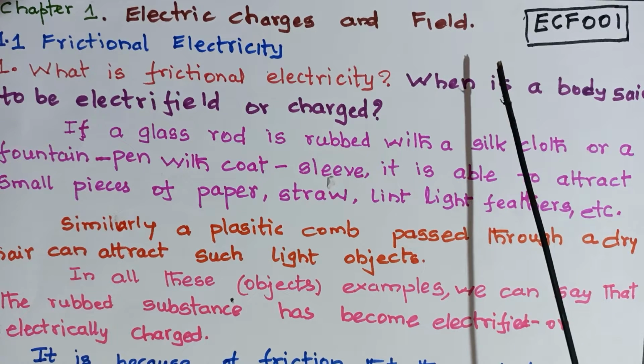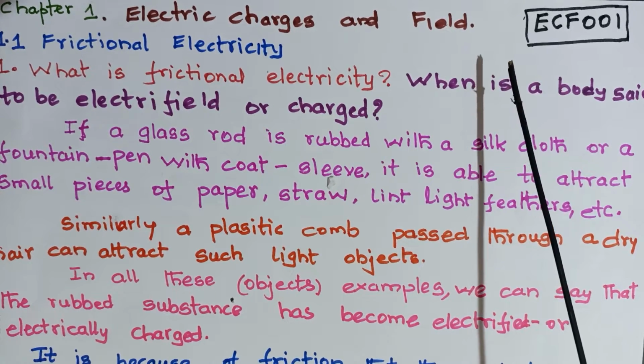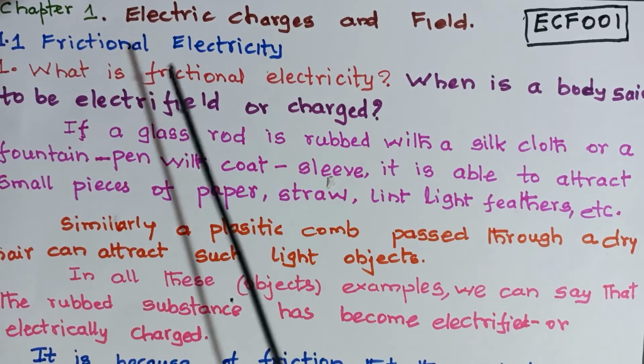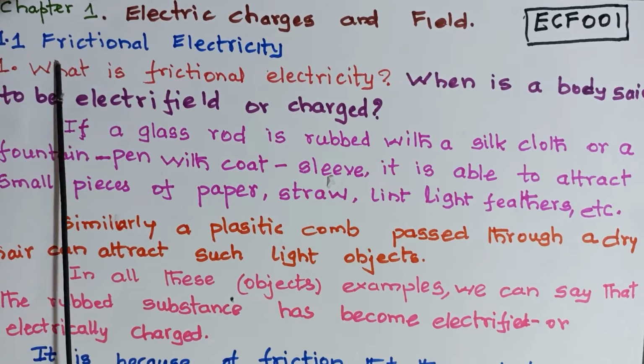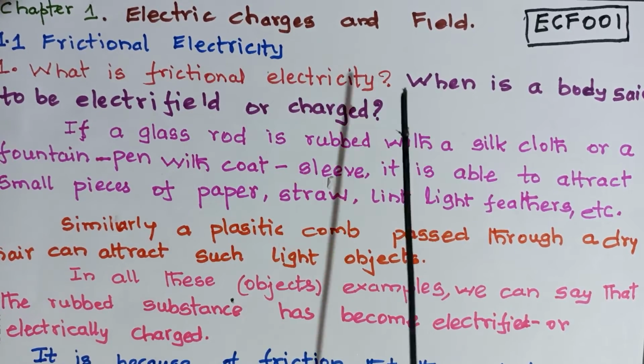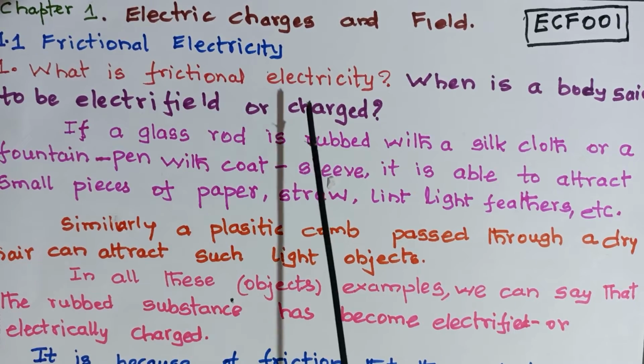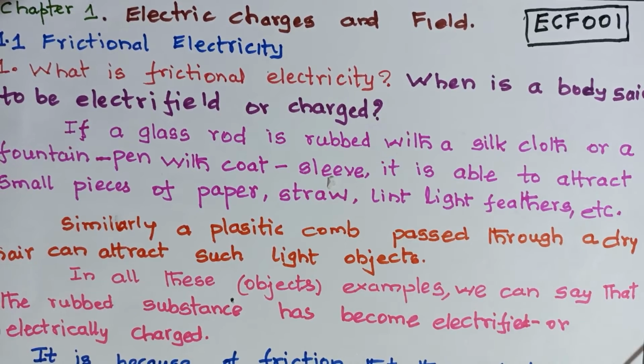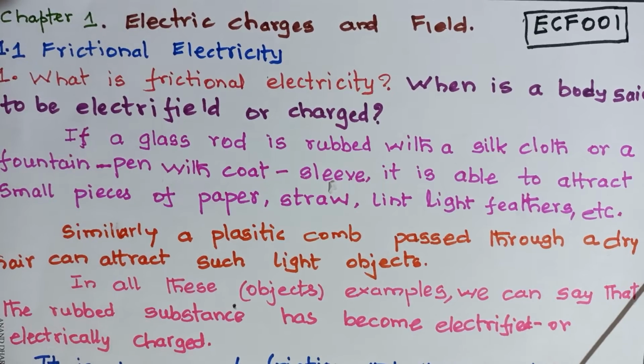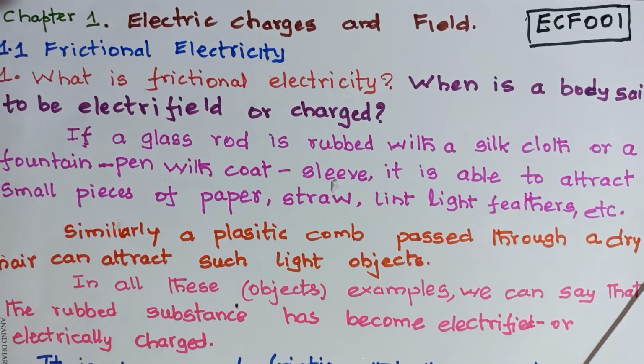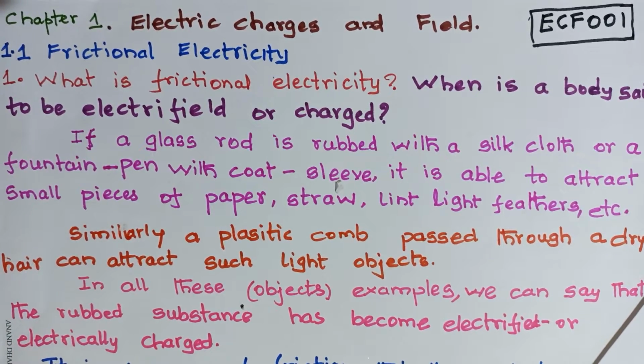This is the first lesson of Karnataka PU board, and here the first concept is frictional electricity. Let us try to understand what is the meaning of frictional electricity. What does it mean? Frictional electricity indicates that.